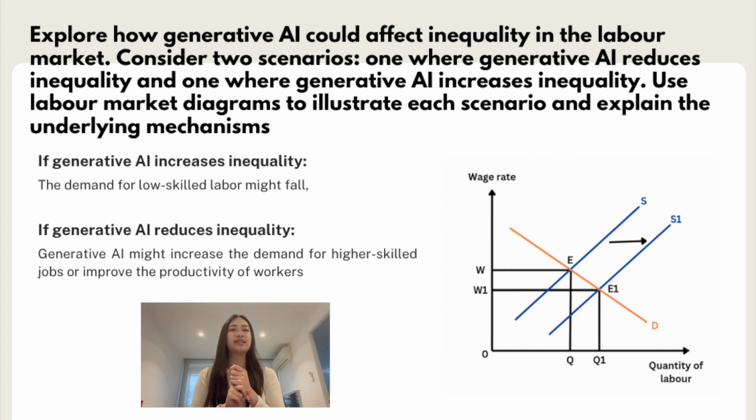The first is if generative AI increases inequality, the demand for low-skilled labor might fall, shown as the shifting in the demand curve leftward. Wages for low-skilled workers will decrease, thus increasing inequality.